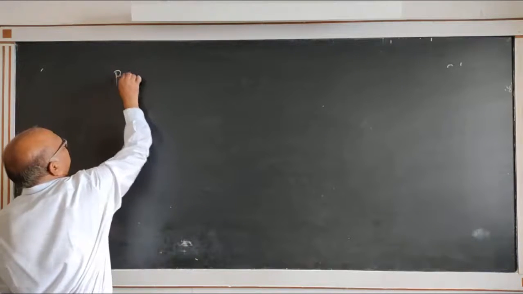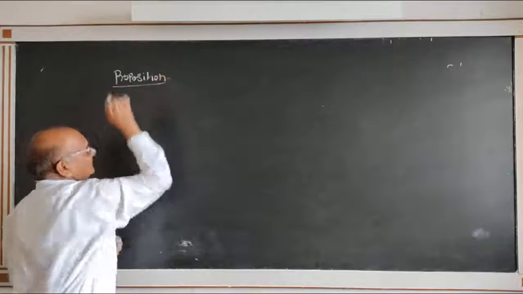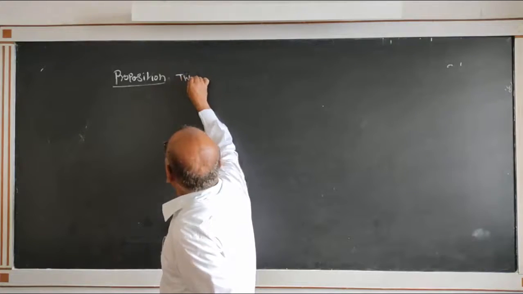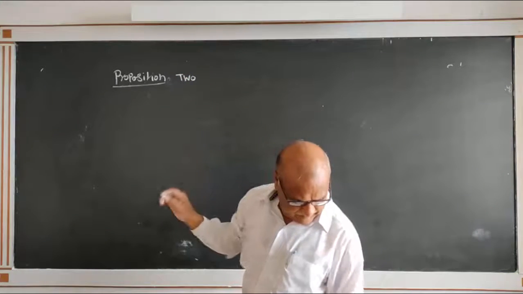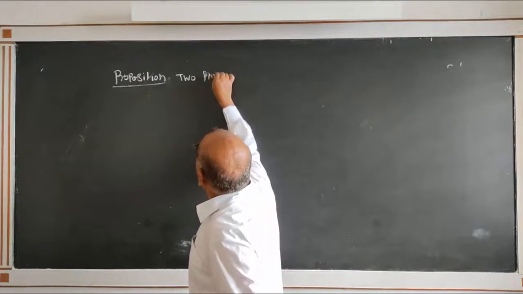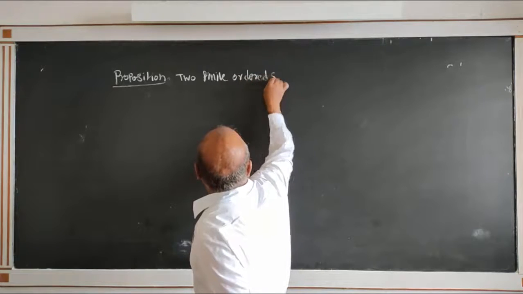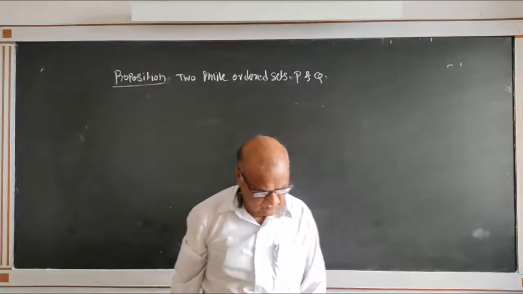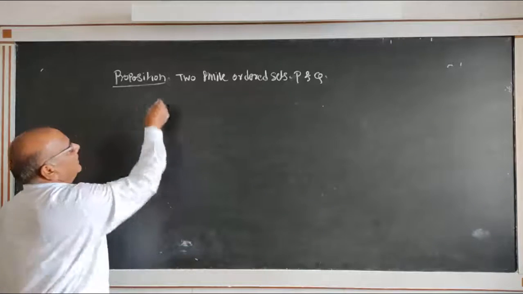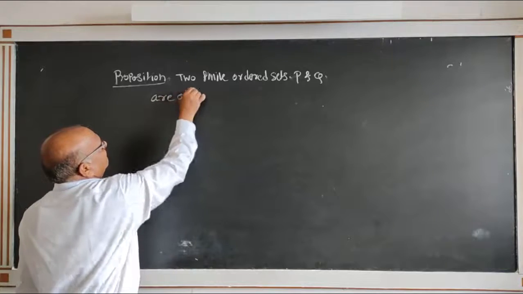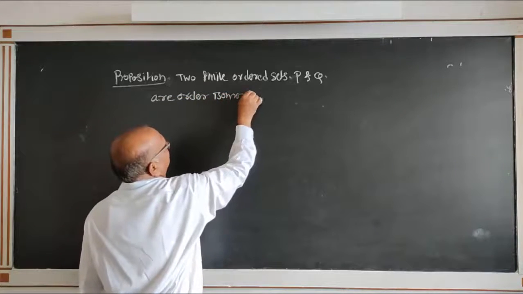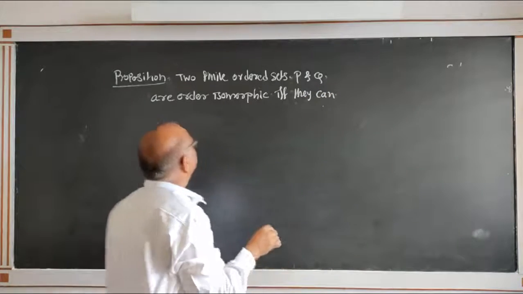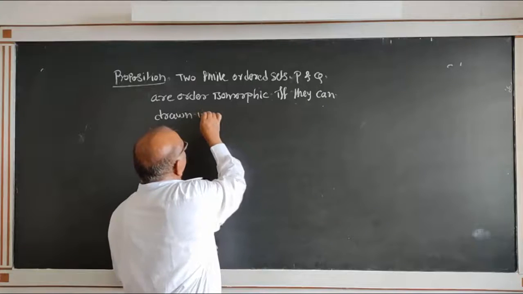Now, proposition. Two finite ordered sets P and Q are order isomorphic if and only if they can be drawn with identical diagrams.